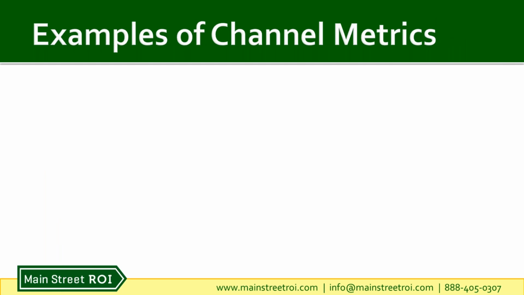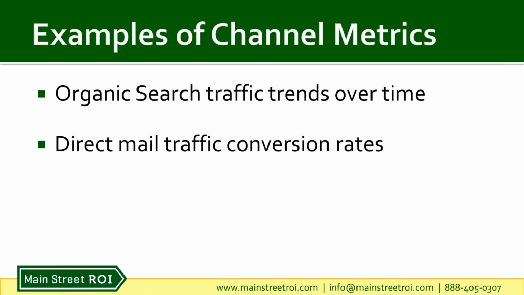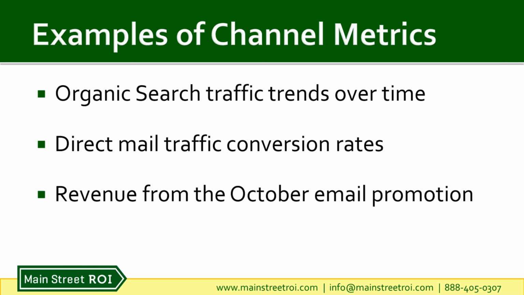So rather than aggregate data, you want to look at channel-specific data in analytics. Some examples of channel metrics are, you could look at your organic search traffic trends over time. That would be your SEO traffic. It might be growing or declining. You could look at your direct mail traffic conversion rates, if you are doing direct mail and sending people to that vanity URL like we just talked about. You could take a look at revenue from, let's just say, the October email promotion that you ran last fall, or any specific promotion. You can drill down into that particular channel or that promotion.